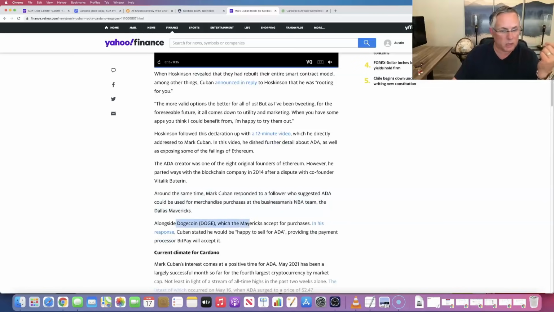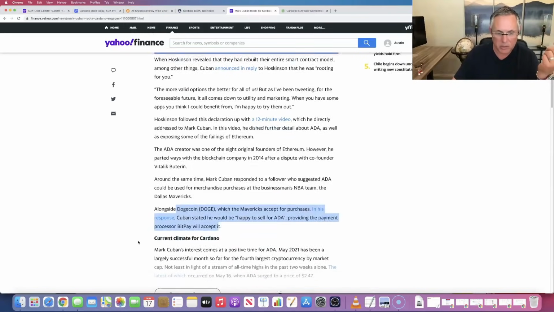Alongside Doge, which I've talked about at length, Mavericks accepts for purchases. In his response, Cuban stated he would, quote, be happy to sell for ADA, providing the payment processor BitPay will accept it.